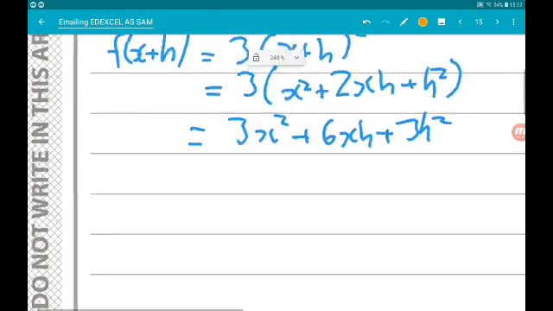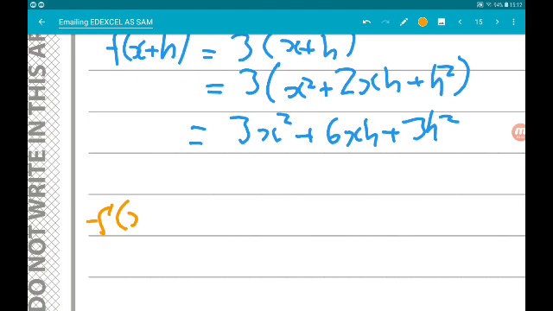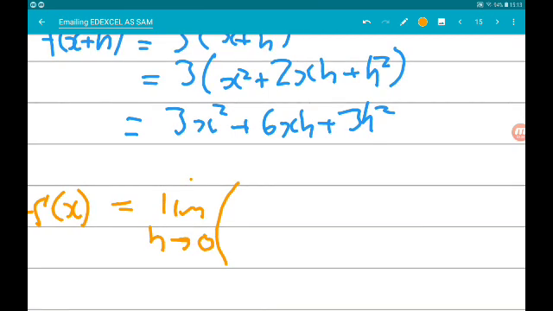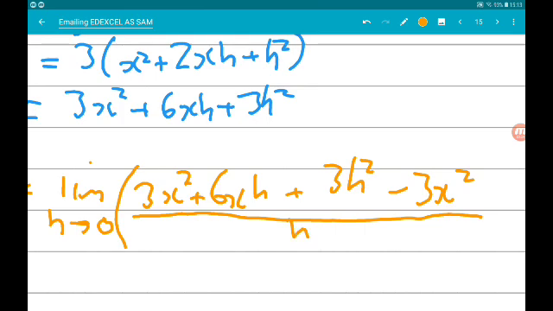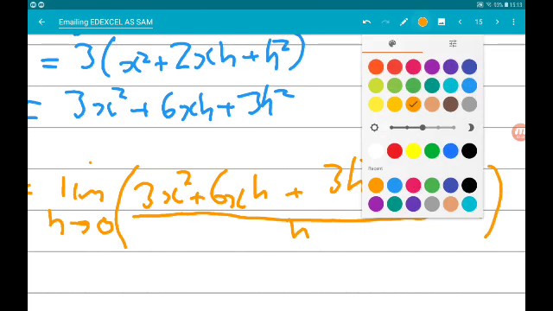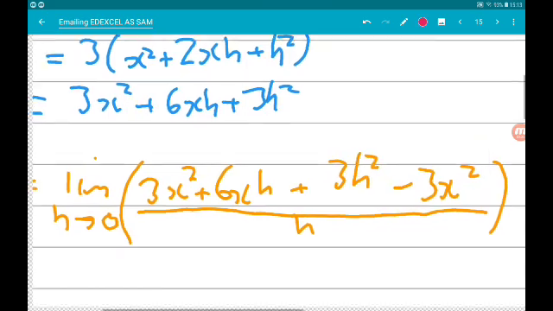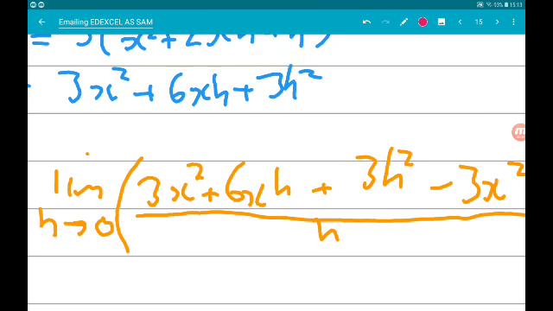Okay, so now we can start thinking about the derivative. So f dash of x is the limit as h tends to 0 of 3x squared add 6xh add 3h squared minus 3x squared all over h. Now, what always happens here is on top, the terms without a h cancel out. So we got a 3x squared and a minus 3x squared. So they go bye bye.